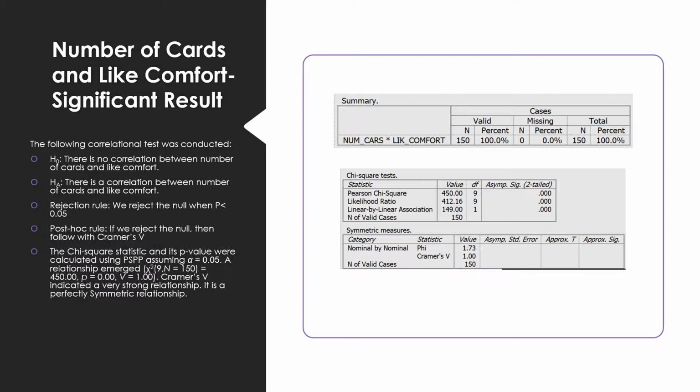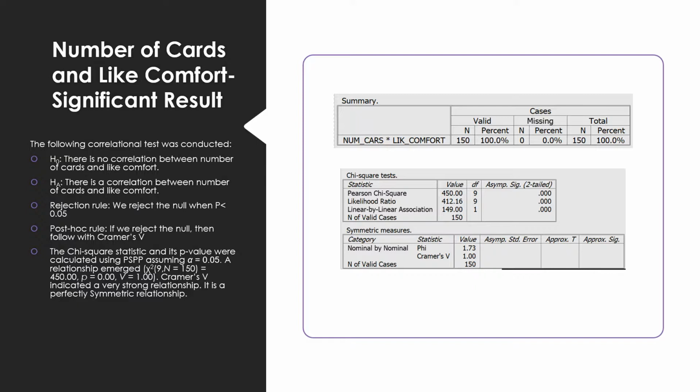So in this example, the rejection rule is we reject the null when the p-value is less than 0.05. Here the p-value is 0. Therefore, the post-hoc rule states that if we reject the null, then we need to follow the Cramer's V result.